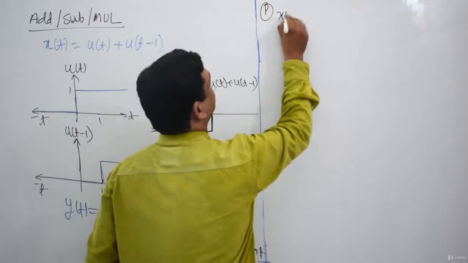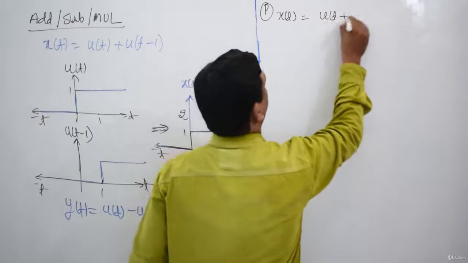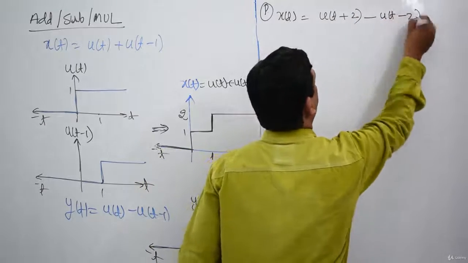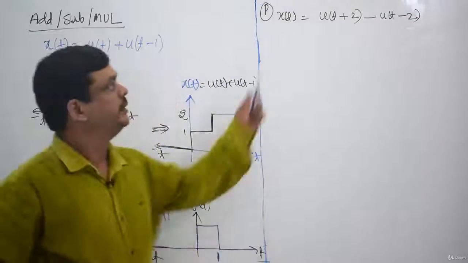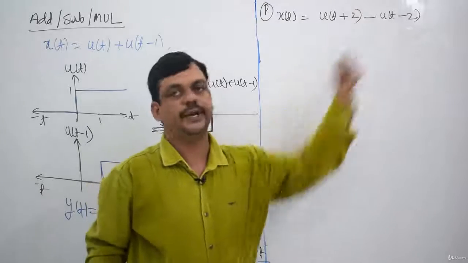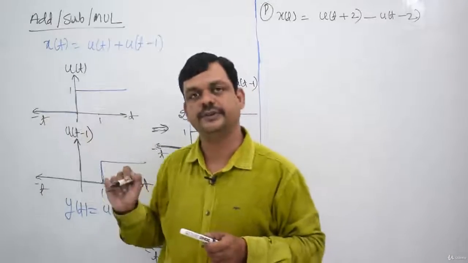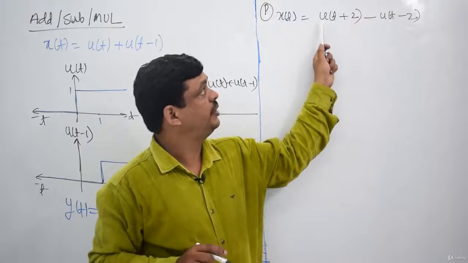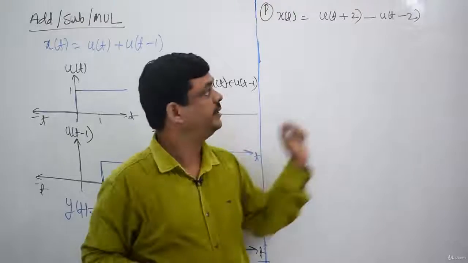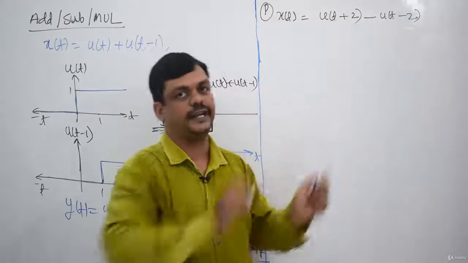Here one problem is, I am assuming x of t is equal to u of t plus 2 minus u of t minus 2. This is another function x of t, u of t plus 2 minus u of t minus 2. The u of t function is the unit step function. Now the requirement is u of t plus 2, a unit step function shifted to the left side, and u of t minus 2, a unit step function shifted to the right side.